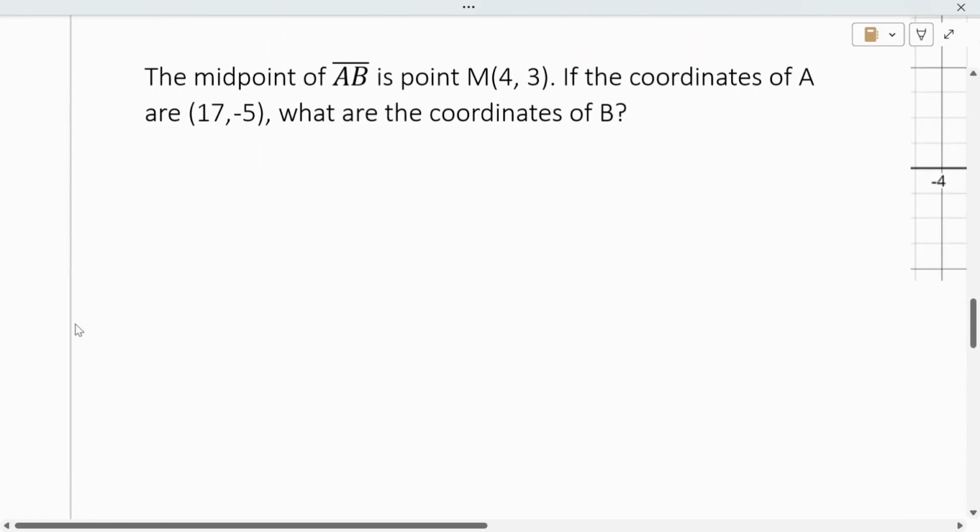All right, this next one is a little tricky because it doesn't tell us what both endpoints are. It tells us one endpoint and the midpoint.